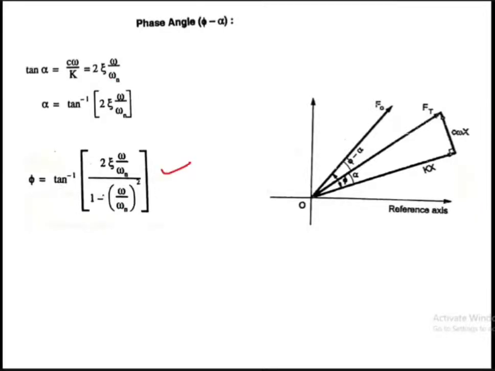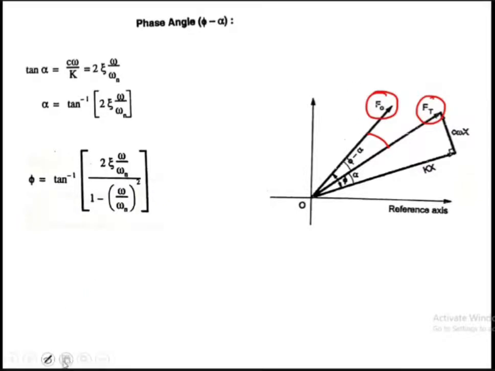Phi we have already derived. You try to understand the difference. Phi is nothing but the angle by which the displacement vector lags the force vector F0. I am repeating again. The angle by which the displacement vector lags the impressed force vector is phi. And what is alpha? Alpha is the angle by which the displacement vector lags the force transmitted vector.